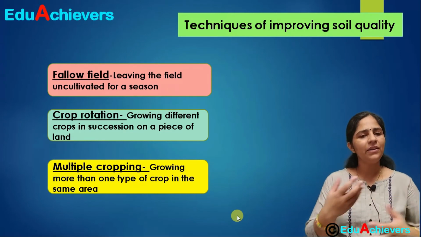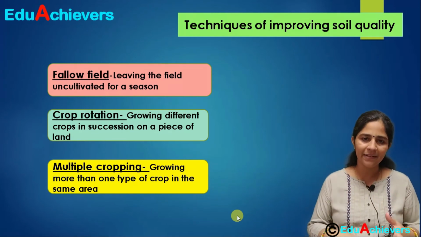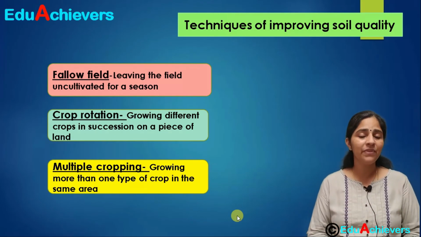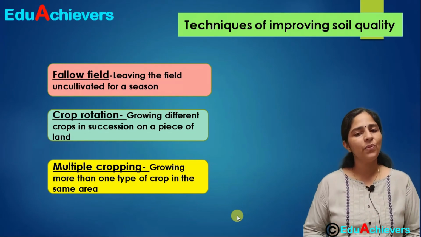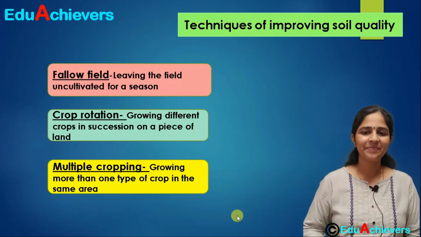And there are several other ways in which we can grow different types of crops together so that they can get advantage from each other. So these are some of the ways in which we can improve the quality of soil for better production.